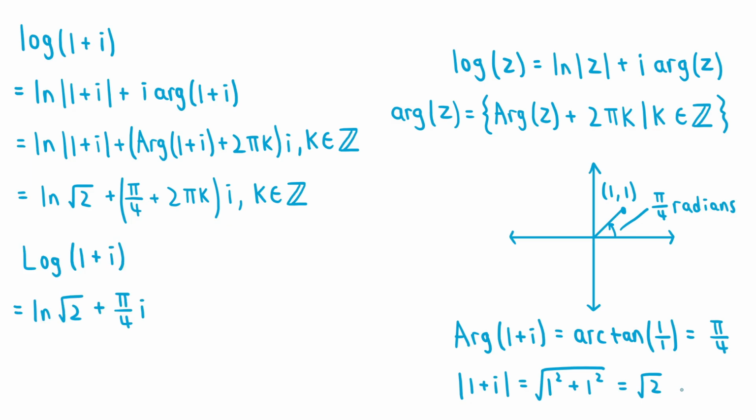If we want to find the principal value of log of 1 plus i, we just need to drop the 2 pi k term, so Log of 1 plus i with a capital L is just equal to ln of the square root of 2 plus pi over 4 i.